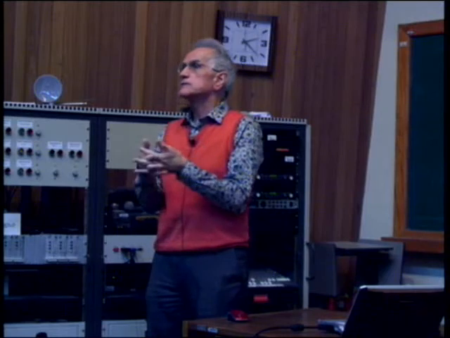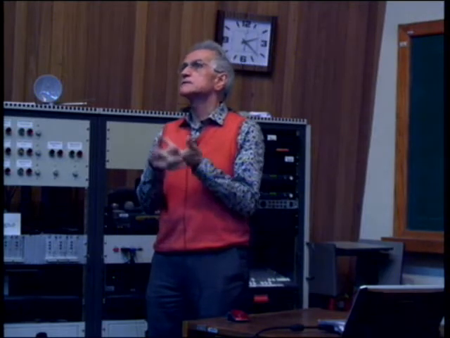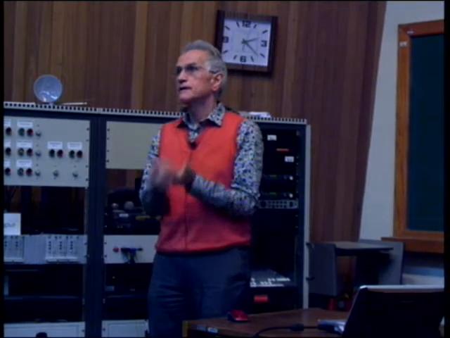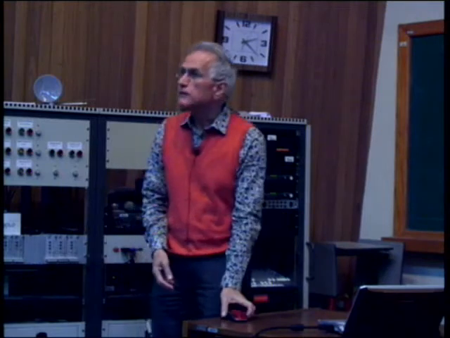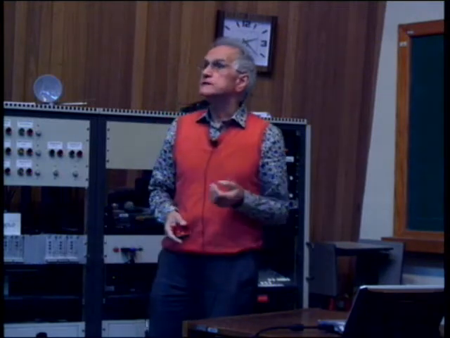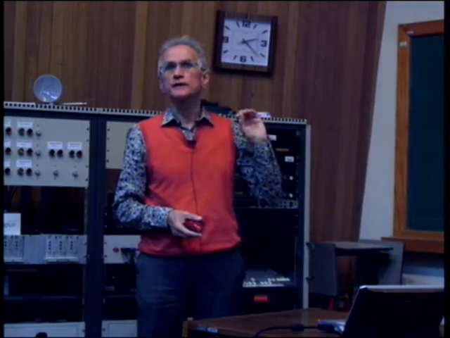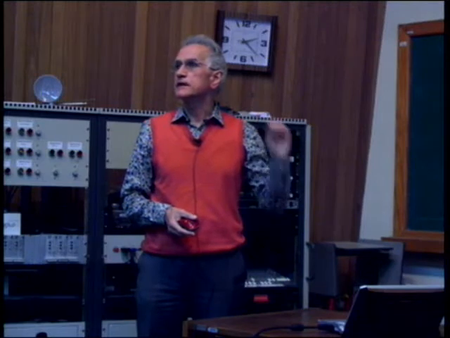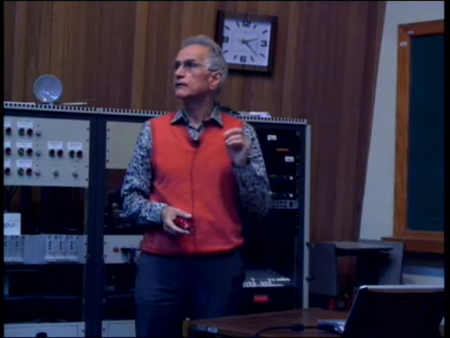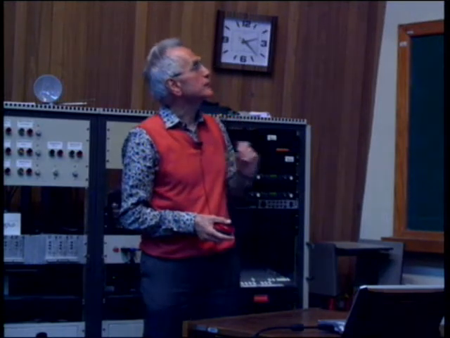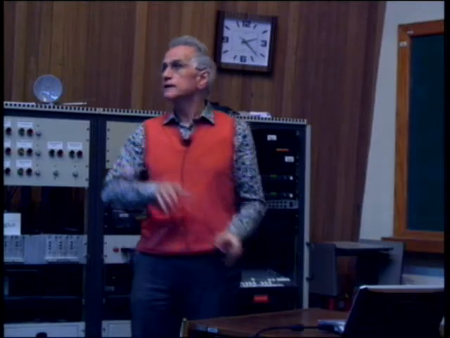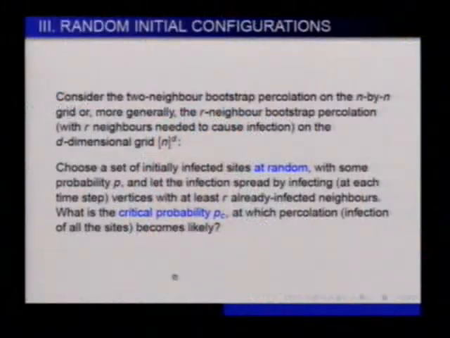But the main thrust of the theory concerns random choices. So let's turn to this one. Now we start with a random infection, the simplest kind. Choose some probability p. Infect every site independently of everything else with the same probability. And you get a random configuration at the beginning. Does it percolate or it doesn't?